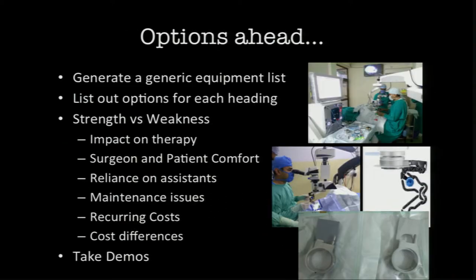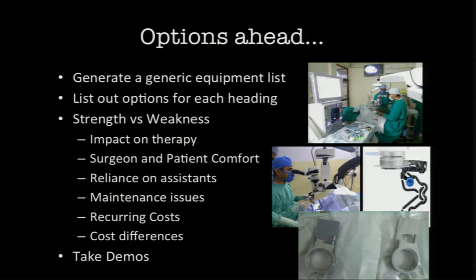So the first step is that you generate a generic equipment list. I want a laser, I want a microscope, I want a non-contact system. The first thing is to generate a generic equipment list. In front of that, mention the options under each heading. So what are the options that you have? How do you choose those options? Generally, it's best to keep 3 or 4 options, not more than that. The strength versus weakness of every particular option has to be listed.